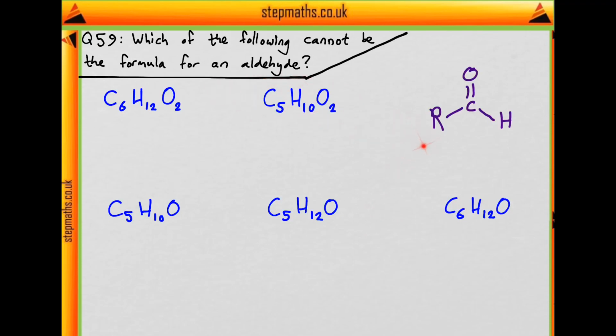So the aldehyde functional group is this C double bond O with an H at the end. So it has to be at the end of a carbon chain, where this R group represents the rest of the molecule. So let's look at each of these and see if we can draw a possible aldehyde that fits the formula.